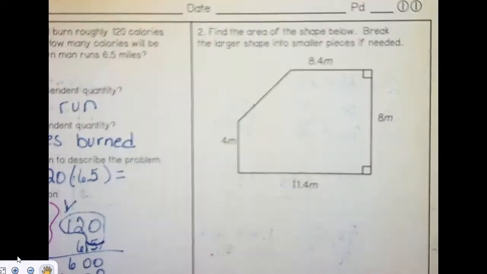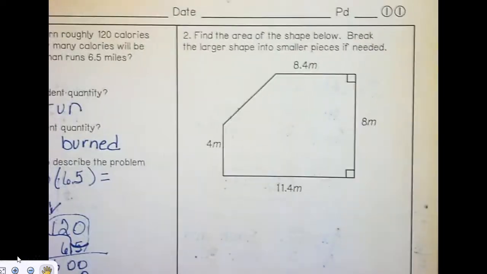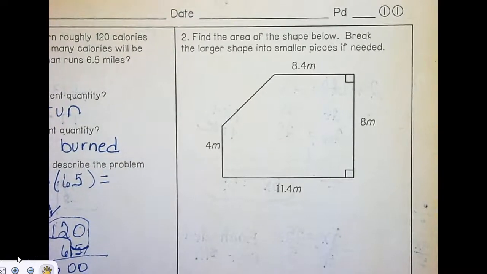All right, find the area of the shape below. Break the larger shape into smaller pieces if needed. So this is called the area of a composite figure. You should have learned how to find the area of a composite figure last year in 6th grade. It's super fun. I see 3 different ways to solve this one.